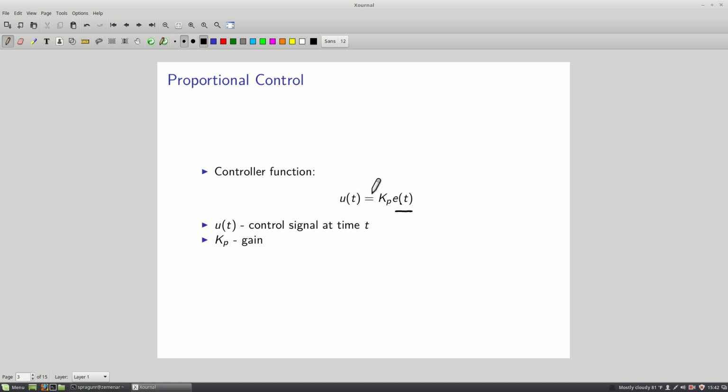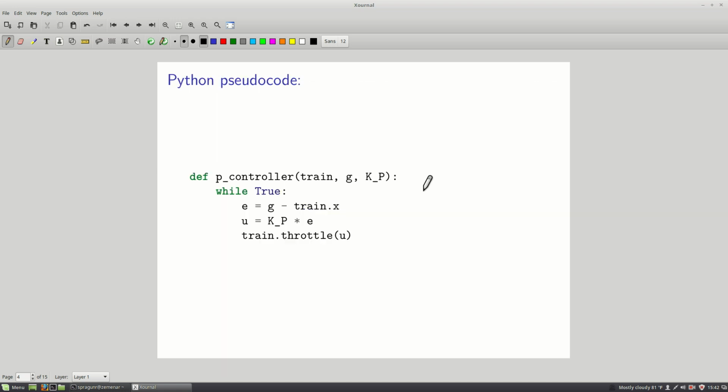So this is our formula for proportional control, but remember what we're really trying to do is figure out how to write the code to make this happen. So let's look at how we can implement this as Python pseudocode. Here's a Python function that takes 3 arguments. This train object allows us to access the current state of the train, its current position, and it has a throttle method that allows us to send this control signal to basically position that throttle lever. This function also takes the goal position that we're trying to reach and this gain parameter.